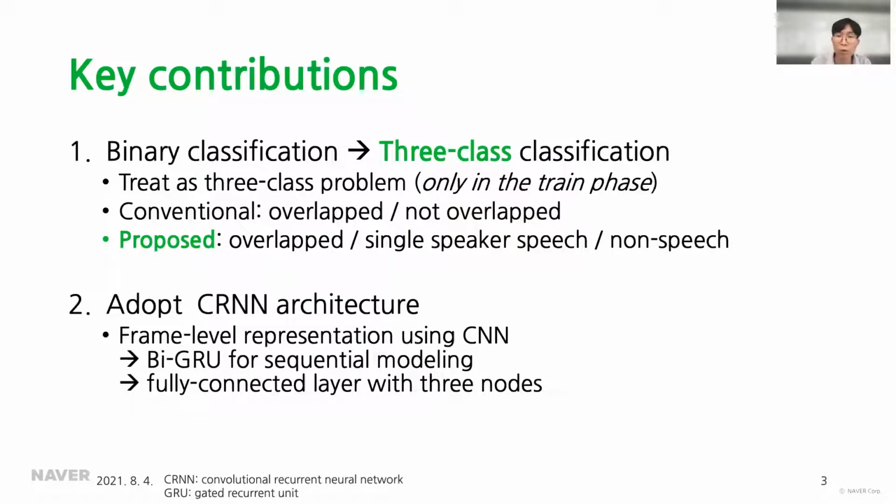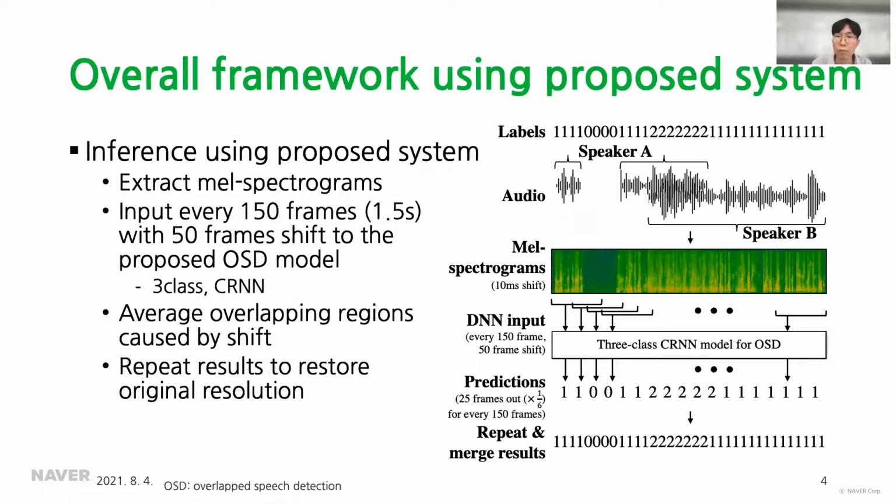We also proposed to adopt a convolutional recurrent neural network that first extracts frame-level representation using CNN and performs sequential modeling using bidirectional gated recurrent unit layers, followed by an output layer. So the right-hand figure shows the overall framework of OSD using our proposed model.